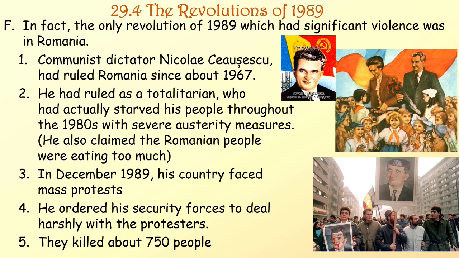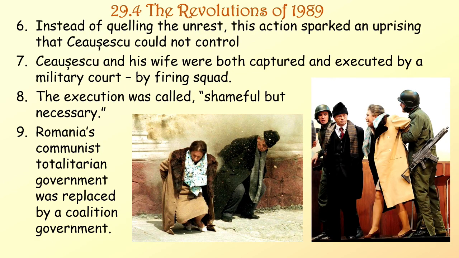And in December of 1989, his country faced mass protests. He ordered his security forces to deal harshly with the protesters, and they killed about 750 people. But instead of quelling the unrest, this action sparked an uprising that Ceaușescu could not control. Ceaușescu and his wife were both captured and executed by a military court by firing squad. The execution was called, quote, shameful but necessary. Romania's communist totalitarian government was replaced by a coalition government.